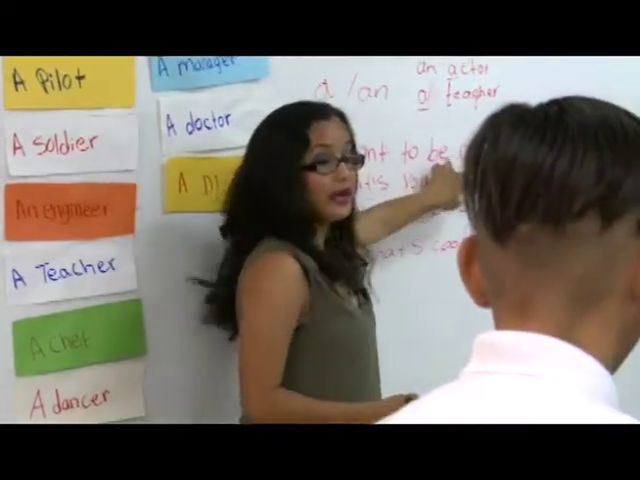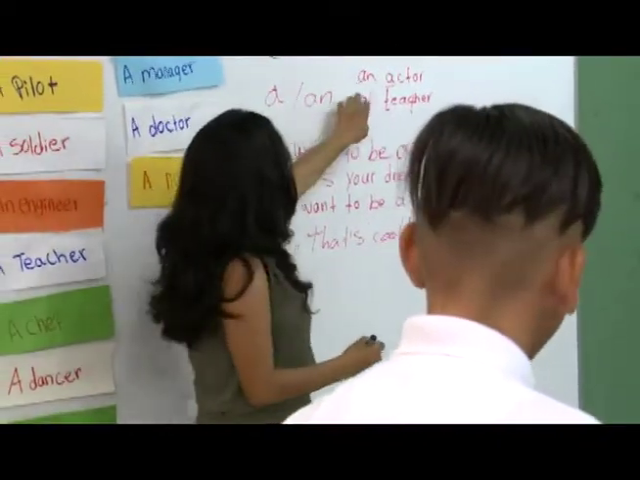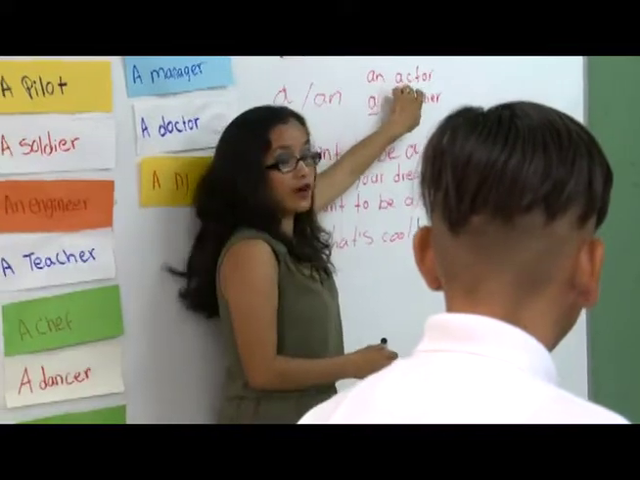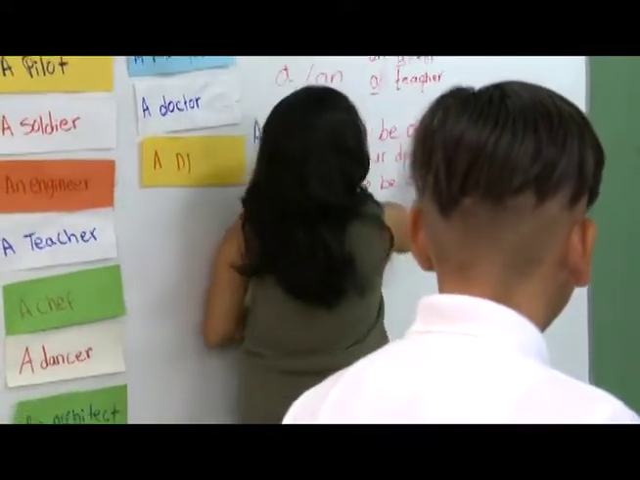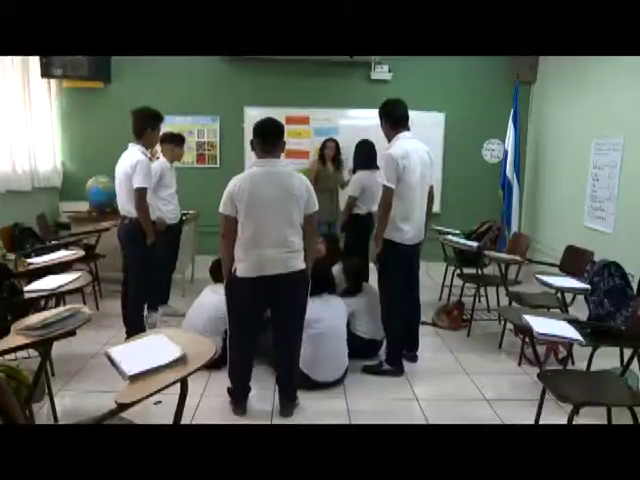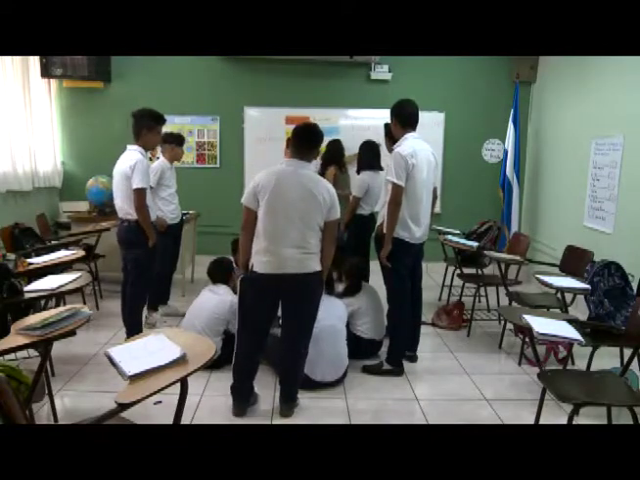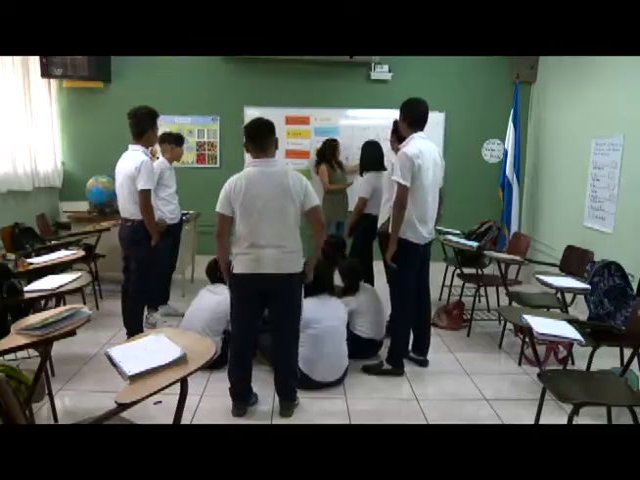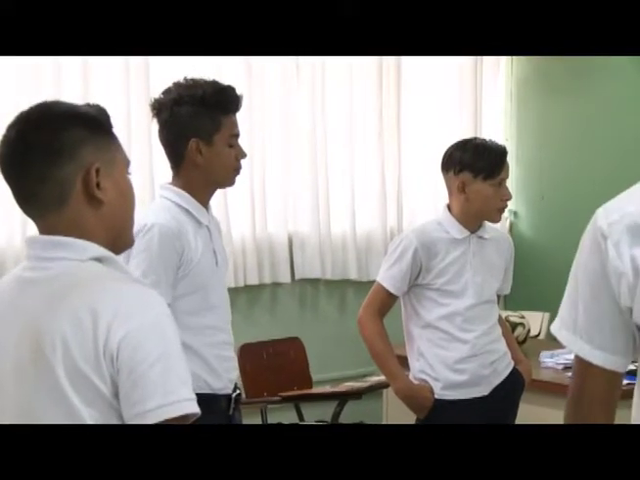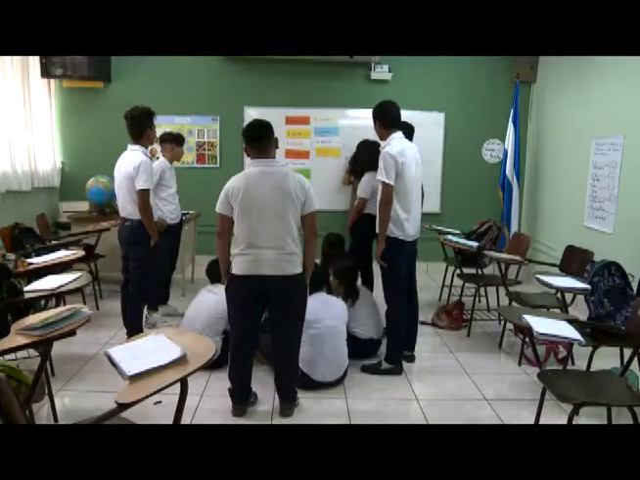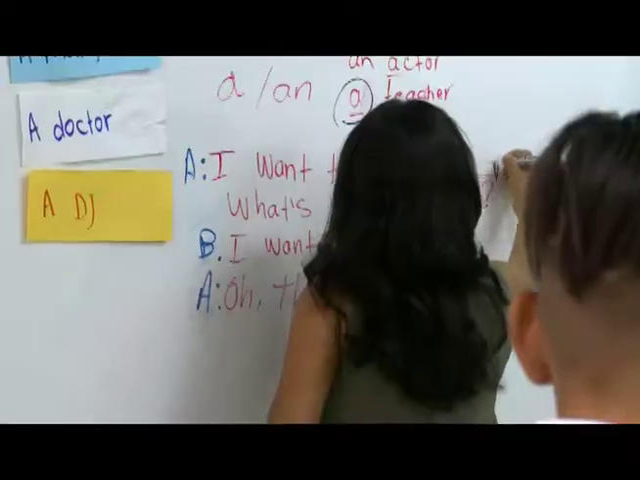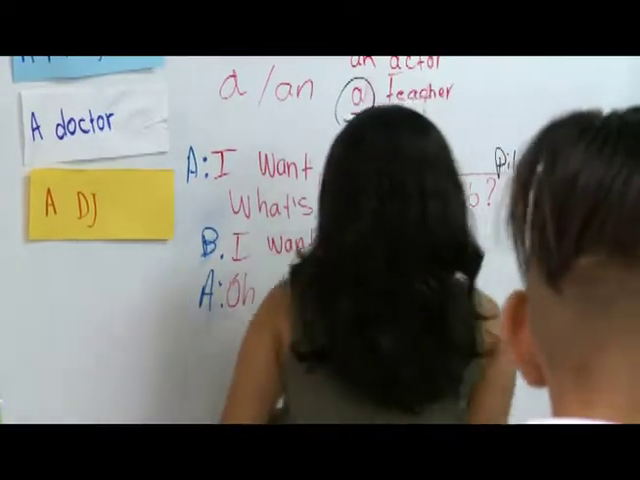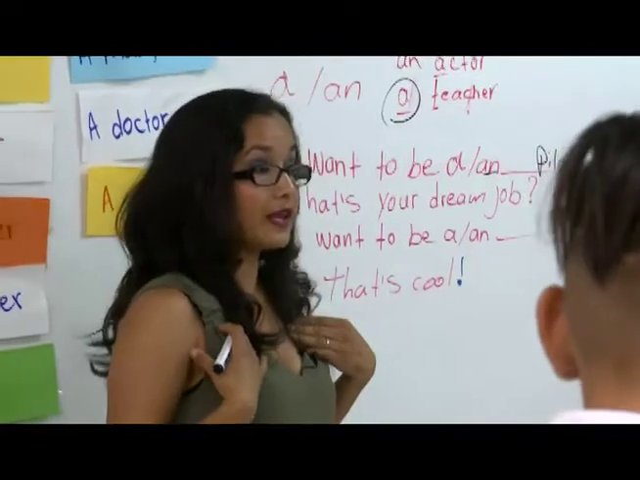Remember that if the word you're going to use starts with a vowel sound, you write an, but if the word starts with a consonant sound, you write a. So that is the explanation. For example, I want to be a pilot.